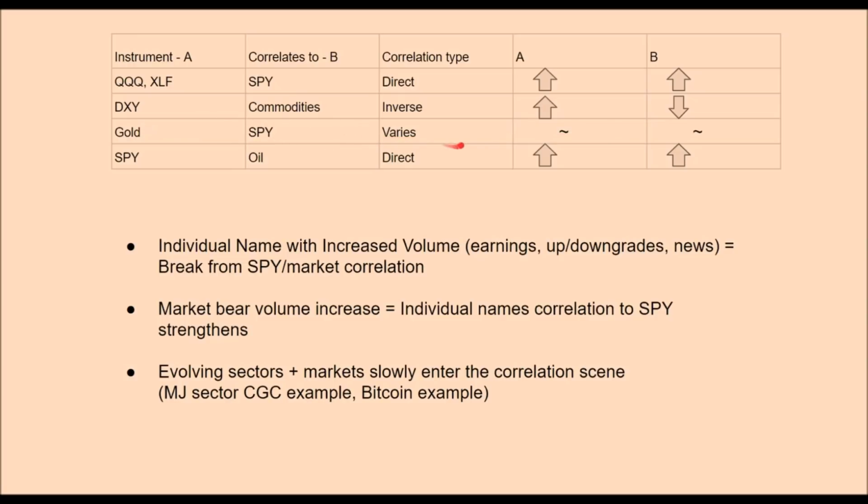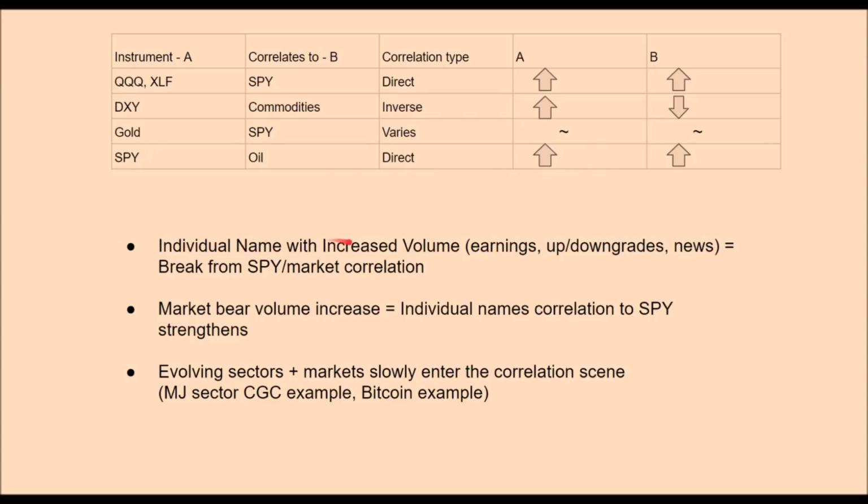Gold and SPY, that correlation varies, and I'll show you an example of what led to a break in that correlation, and it was a technical break on gold, a long-term pattern breaking bullish, which led to an influx of volume and traders, which broke that correlation. So SPY and oil, direct correlation, going in unison.